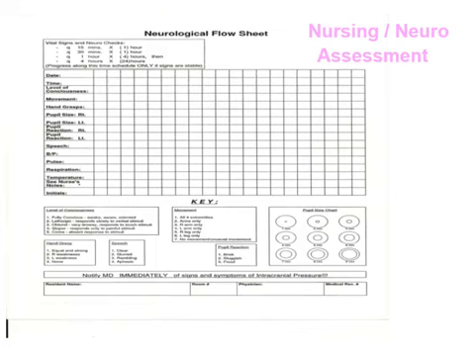So this is an example of what a neurological flow sheet might look like. You're going to need to familiarize yourself with your hospital's own stroke sheet. So when you get to clinical, if you happen to have a patient who's post-stroke, or your nurse has a patient who's post-stroke, ask them to show you what their flow sheet looks like and what different things they assess.